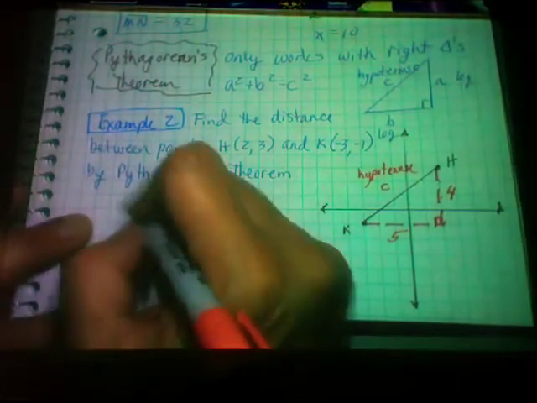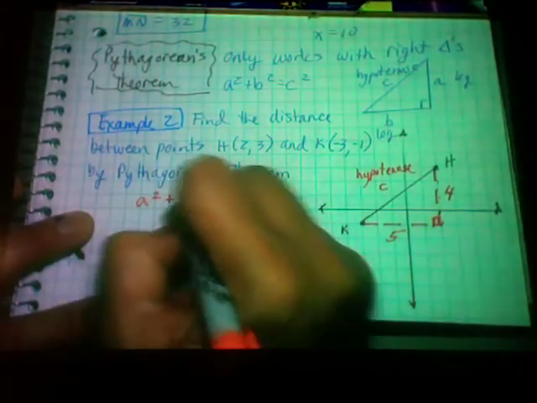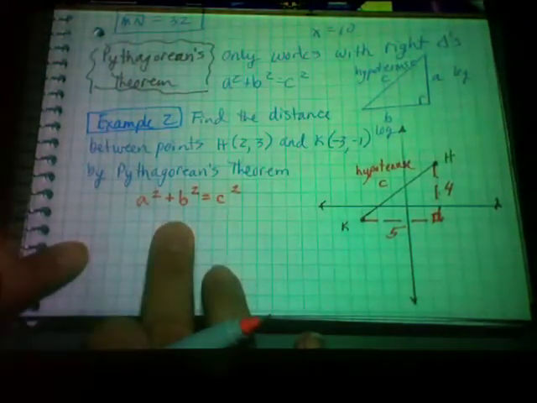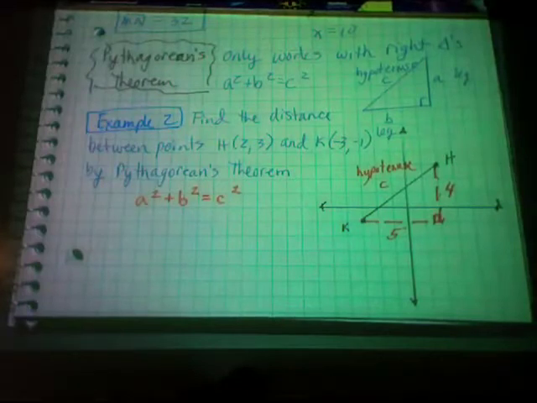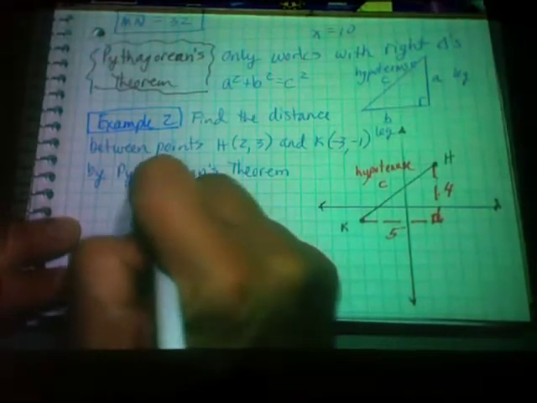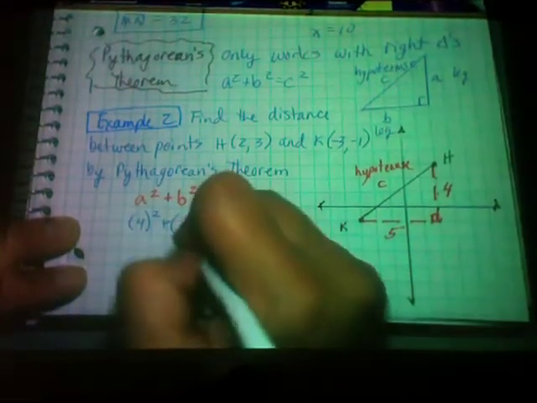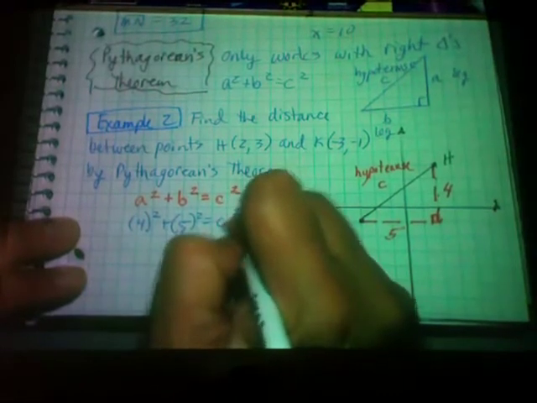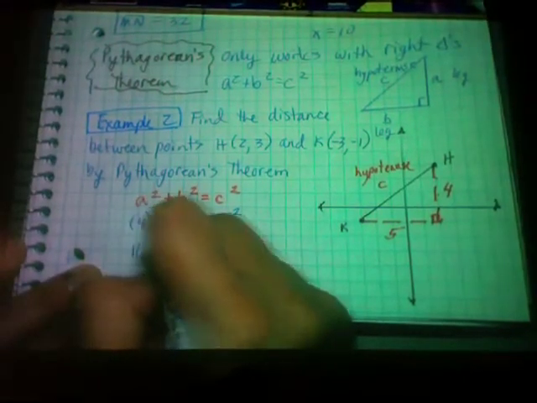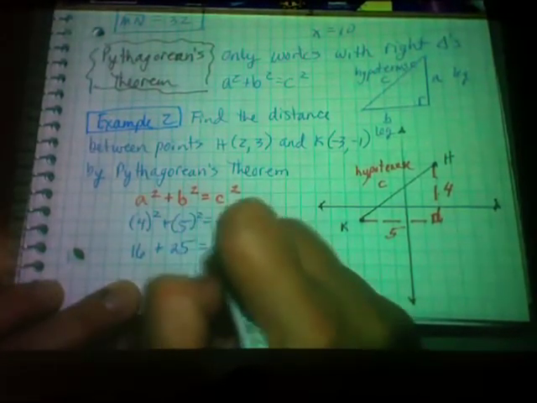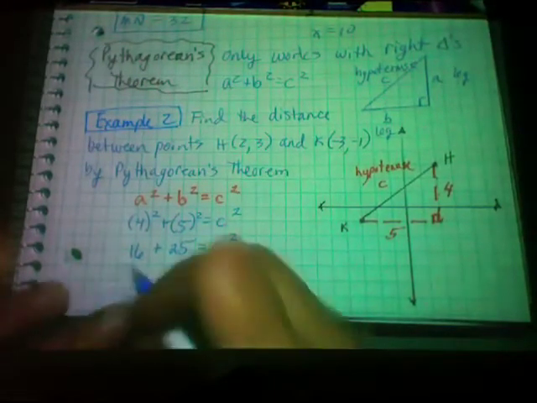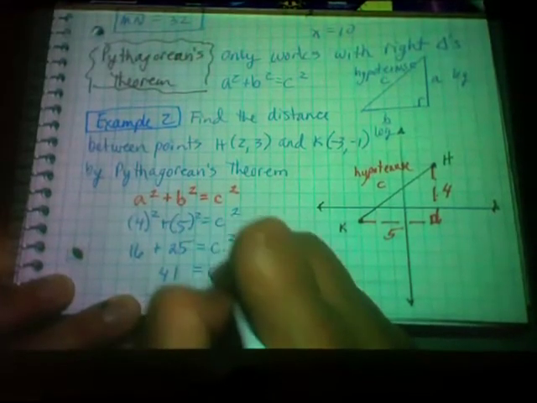So we will start with a squared plus b squared equals c squared. Does it matter which is a and which is b? Makes no difference. So we are going to plug in for a, either 4 or 5. I'm just going to put in 4. Square it. Then we're going to plug in 5, square it, and we should come up with c squared. What's 4 squared? 16. What's 5 squared? 25. And then equals c squared. What's 16 plus 25? 41 is equal to c squared.